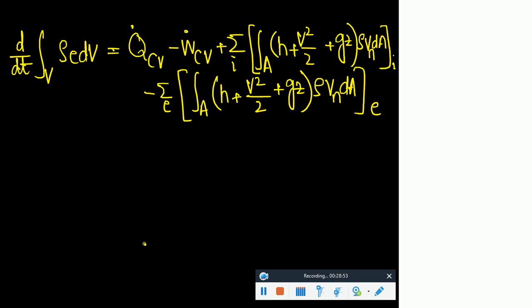Now, can you interpret this one? Those first two terms, simple. This term is very simple again to understand. Just talk about this one. Can you understand this one? That U plus PV expression has been converted into H. Then you have V square by 2, then you have GZ, and finally you have what? What is that term, the integral of rho V dA? It's simply mass flow rate, isn't it? It's simply mass flow rate.